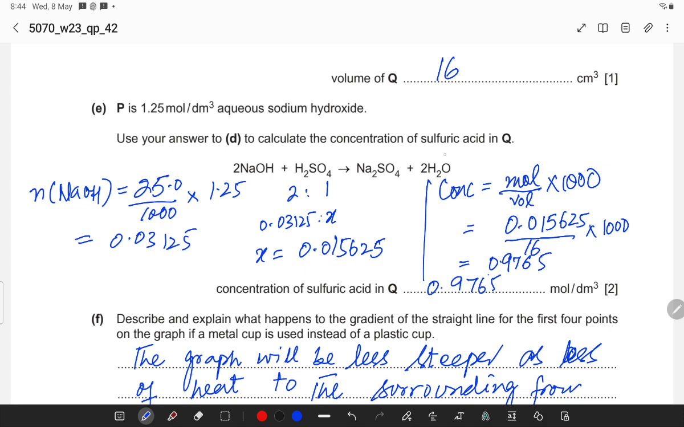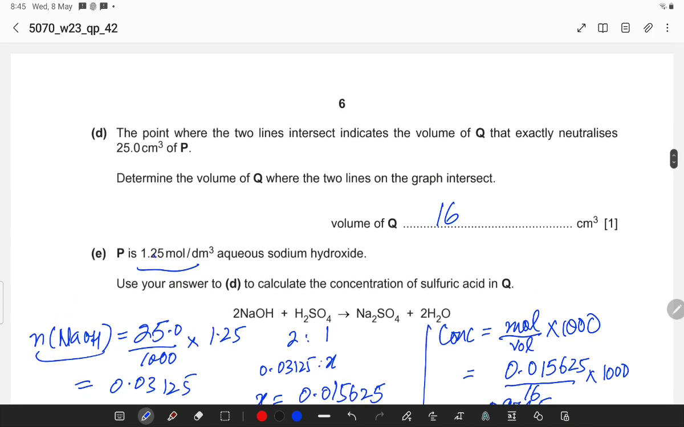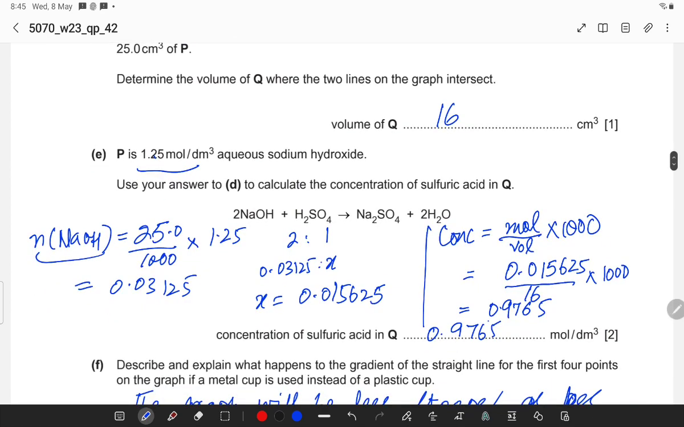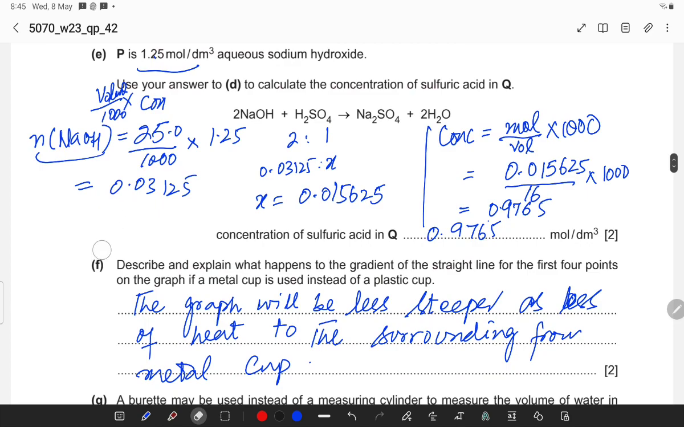Use your answer to D to calculate the concentration of sulfuric acid in Q. So first calculate the moles of sodium hydroxide. This is the concentration of sodium hydroxide, and volume is given over here, that is 25. So concentration into volume over 1000. So this is the moles of sodium hydroxide, and now taking mole ratio to get moles of sulfuric acid. 2 moles of sodium hydroxide react with 1 mole of sulfuric acid. We have moles of sodium hydroxide 0.03125, and mole of sulfuric acid is X.